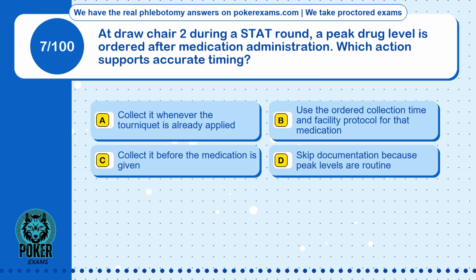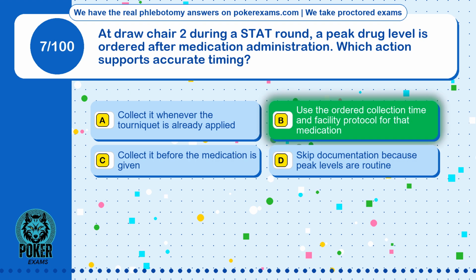Question 7. At draw chair 2 during a stat round, a peak drug level is ordered after medication administration. Which action supports accurate timing? Option A, collected whenever the tourniquet is already applied. Option B, use the ordered collection time and facility protocol for that medication. Option C, collected before the medication is given. Option D, skip documentation because peak levels are routine.